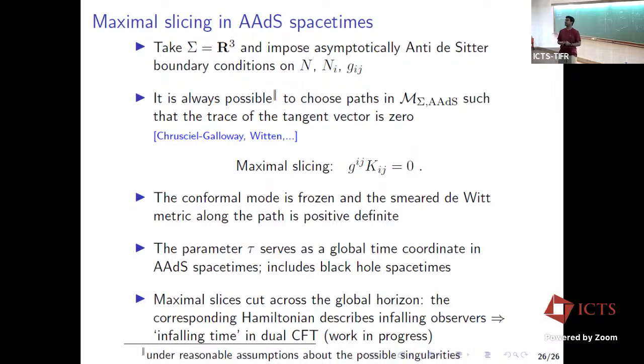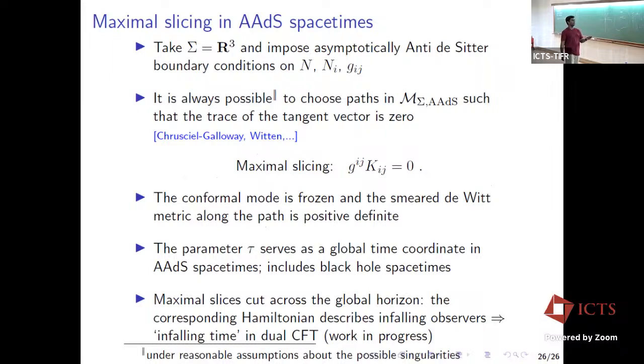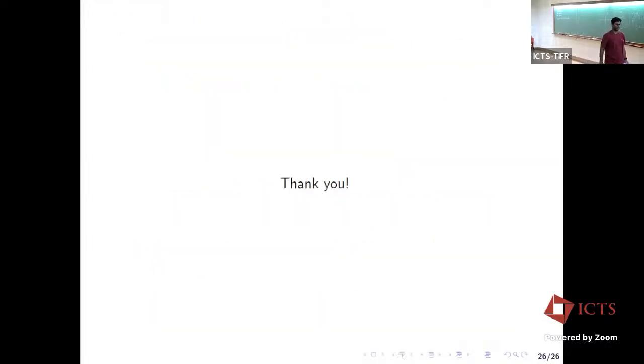It doesn't reach the singularity because of this maximal volume condition. If singularities are always of the volume-crunching kind, then they will always be avoided by these maximal slices, because these slices tend to maximize volume, whereas the singularity tries to minimize volume. And the time variable which we constructed here, tau, can correspond to some kind of notion of infalling time in the dual CFT. There's some work in progress. So I'll stop here. If there are any questions or comments.